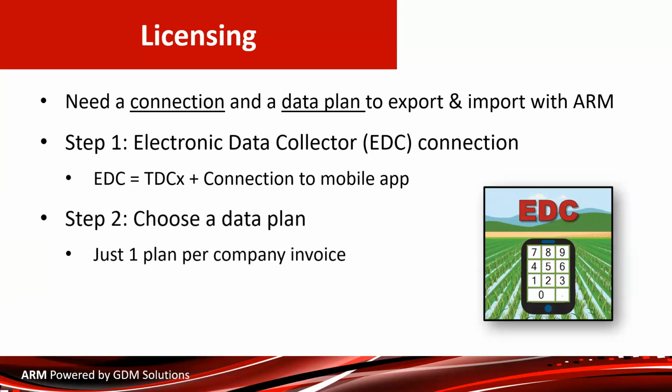Then the second step is to purchase a data plan. The data points that are exported from ARM Mobile are counted anonymously, so GDM does not see any of your data. It's just counting up the data points. Those get tallied, and then you're just billed per company invoice. So just one big group. You only need one plan for each group.